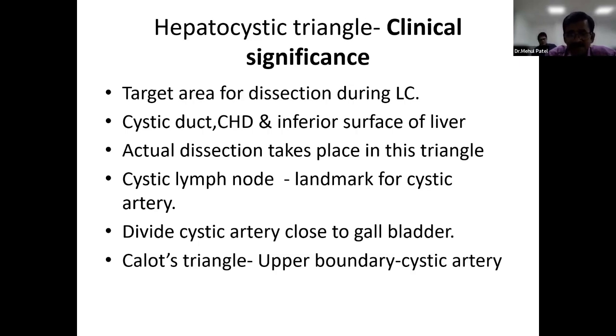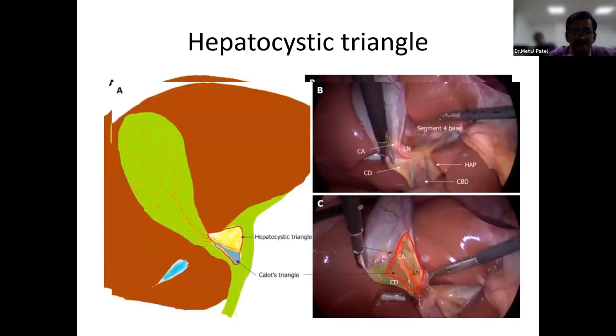In the original description of Calot's triangle, the upper boundary is the cystic artery instead of the inferior surface of the liver. This is the landmark of the hepatocystic triangle. This is the inferior surface of the liver. This is the common hepatic duct and the cystic duct. And cystic artery is the content in the hepatocystic triangle. And if you take the Calot's triangle proper as described by Calot, the upper boundary is the cystic artery. Okay, this is the area of hepatocystic triangle.